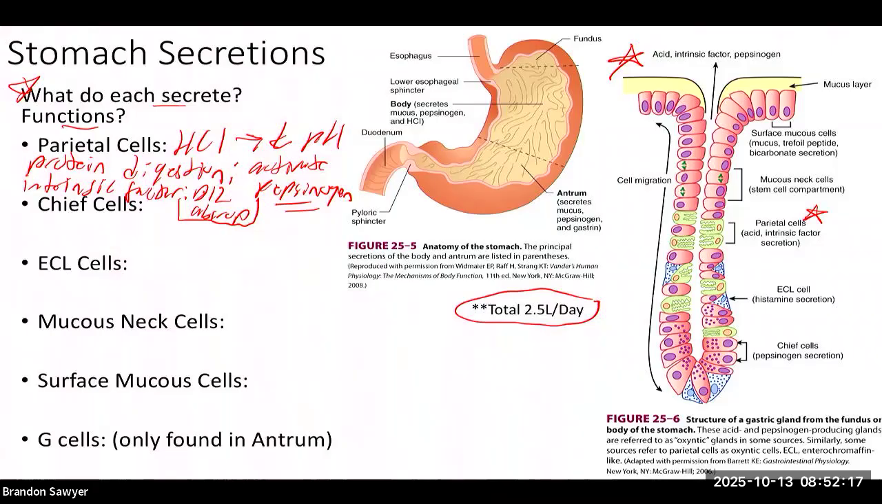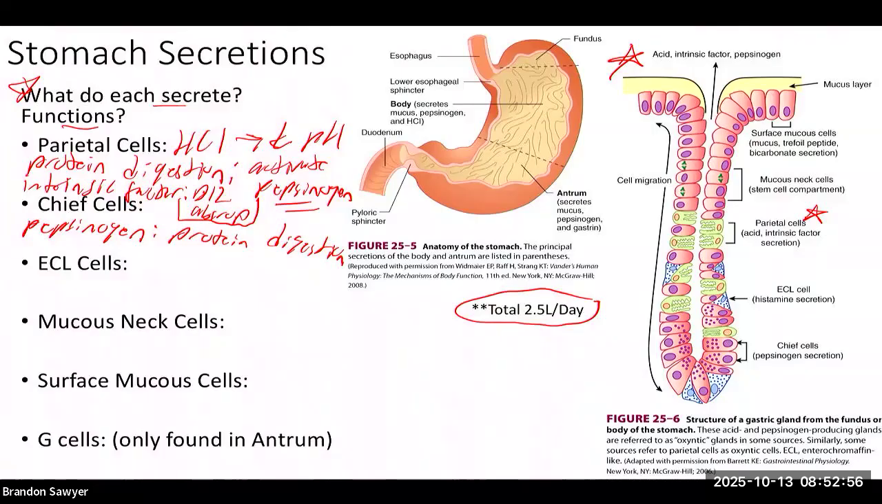Chief cells are next. So chief cells release pepsinogen. And when that pepsinogen gets activated by the low pH, this helps us with protein digestion as well. So the low pH helps to kind of unravel the protein, right? But then the pepsin is actually enzymatically cleaving some of those bonds that hold together the primary level of the protein.